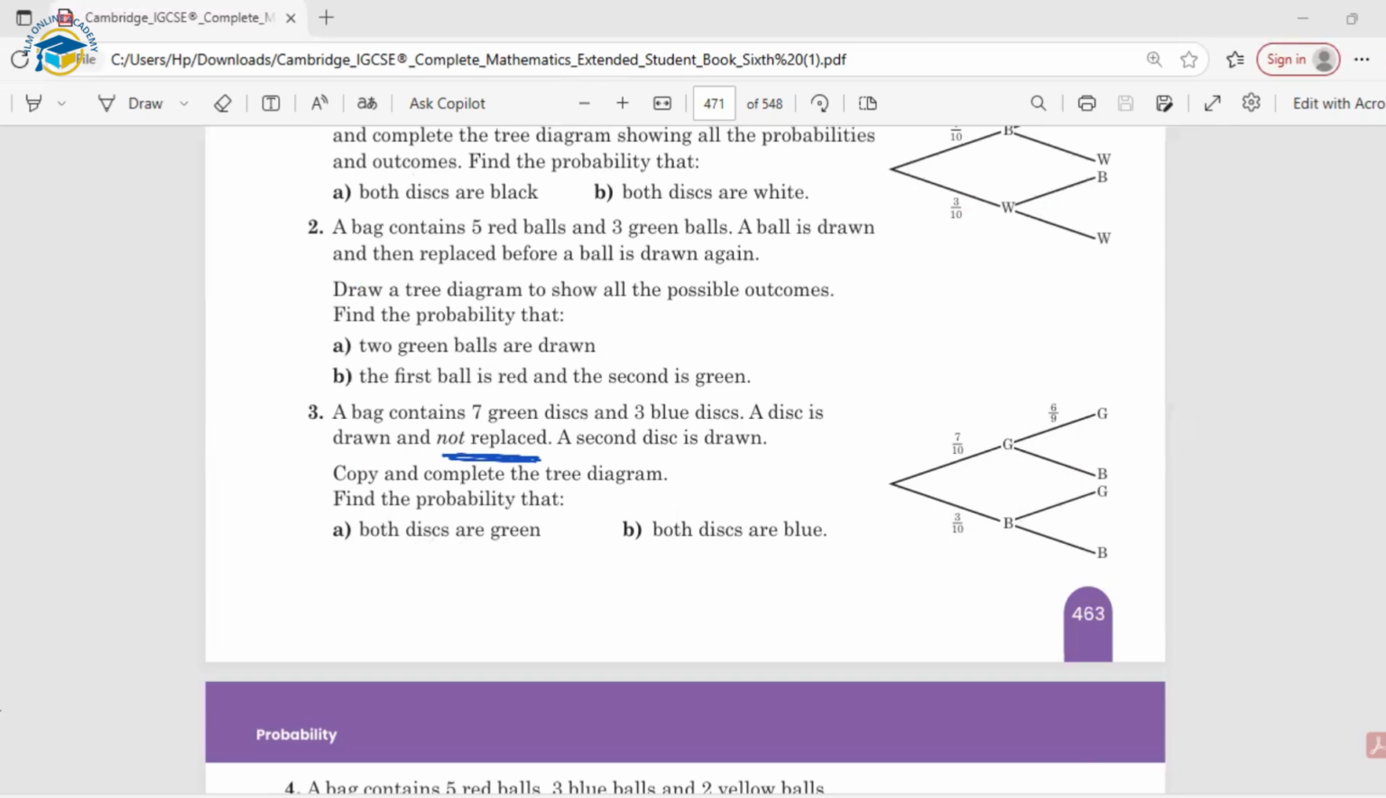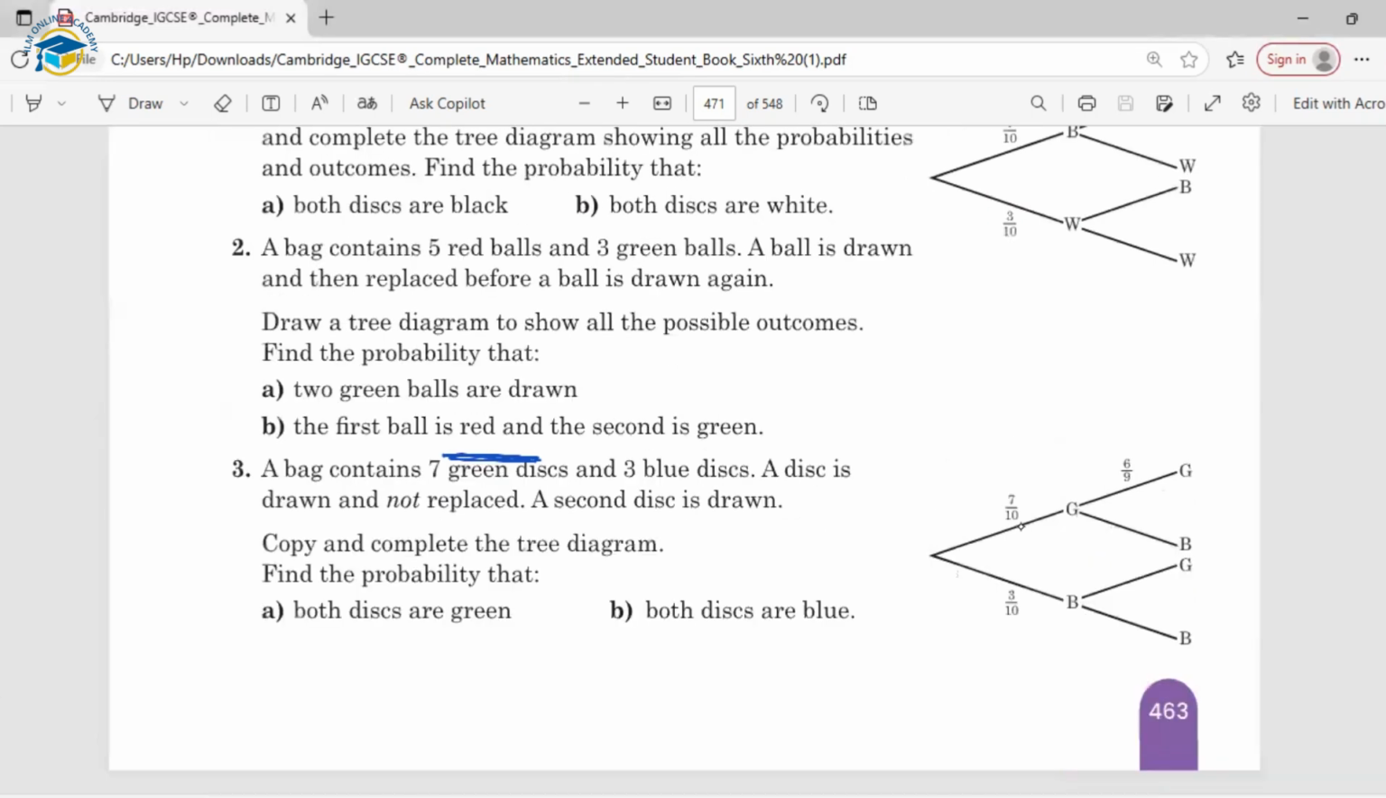So let me zoom in a bit. Here we can check. We have the green disc. Green disc probability is 7 over 10. Now, as they're not replacing it back, out of 7, there will be only 6 green discs remaining because here we already picked up 1 green one. And out of 10, there will be only 9 remaining. If we talk about the blue discs, as we have picked up the green, blue will be completely 3, but the total will be 9 then. Okay, because we have picked up 1 green one and we haven't replaced it back. So accordingly, 3 by 9.